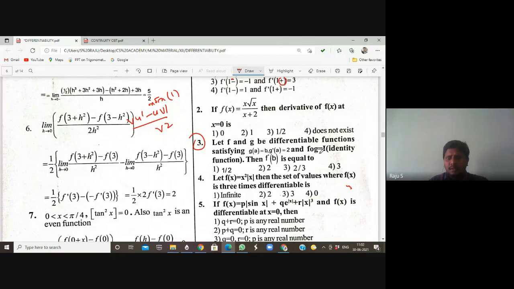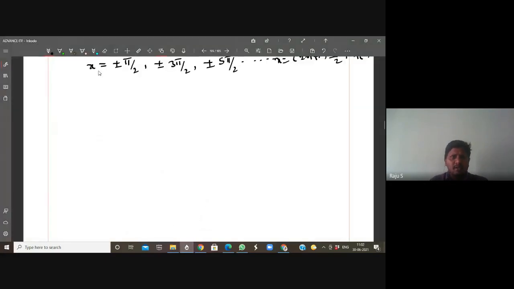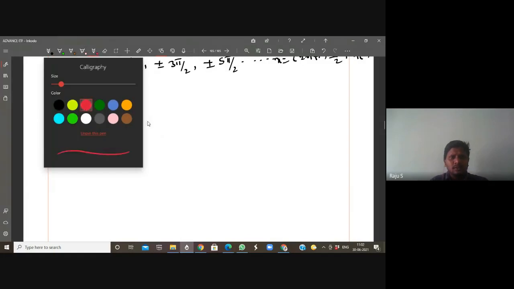All right. So f and g are differentiable functions satisfying g of a is equal to b, g dash of a is equal to 2, and f circle g is equal to I. I is the identity function. Then what is f dash of b is equal to? So first we have to write whatever the given data here.